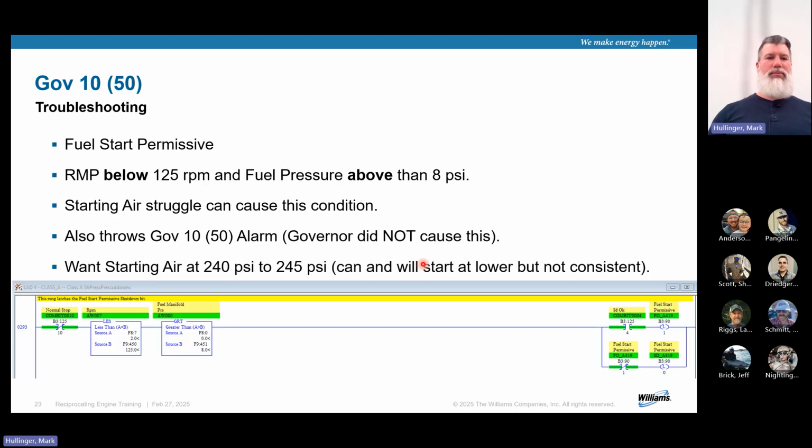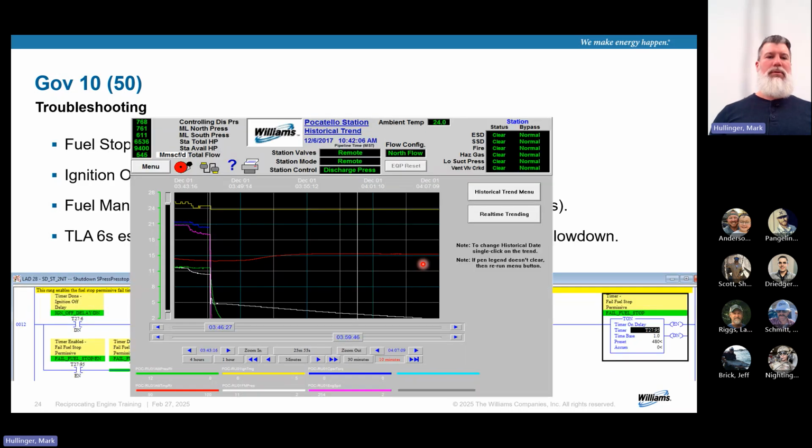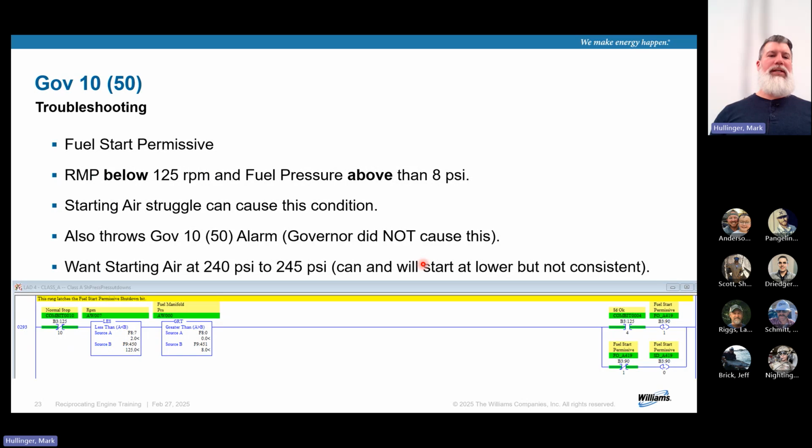We'll cruise along. Well, fuel start permissive: if the RPM is below 125, but you threw a whole bunch of pressure at it, you'll get a fuel start permissive. That's in the PLC. That's what's going on.